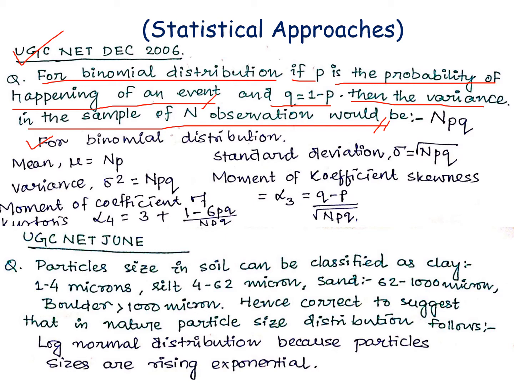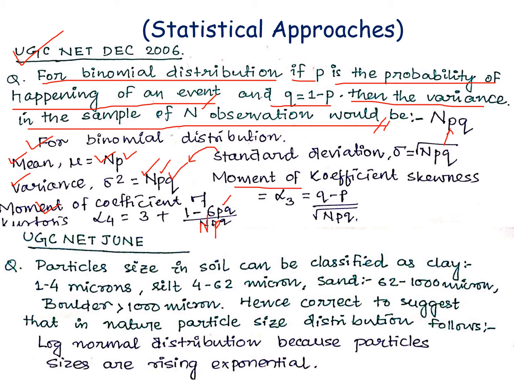The first formula is the mean, which equals the number of samples into the success probability, n times p, while the variance equals n into p into q, the success probability into the failure probability. The coefficient of kurtosis, alpha 4, equals 3 plus (1 minus 6pq) upon npq. The standard deviation is the root of npq. The square of the standard deviation is the variance, so directly you can write npq.